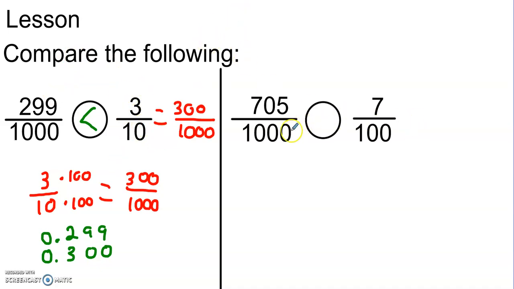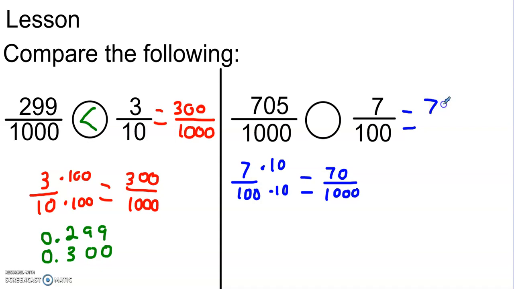Let's try another one. Now here, they're both in fractions. But the denominator here is 1,000 and the denominator here is 100. So I need to convert that 100 into 1,000. So I'm going to write 7 over 100. And then I think, what do I need to multiply the 100 by to get 1,000? And that would be 10. What I do to the denominator, I need to do to the numerator. This is last year's skill. So 7 times 10 gives me 70. And 100 times 10 gives me 1,000. So 7 hundredths also equals 70 thousandths.